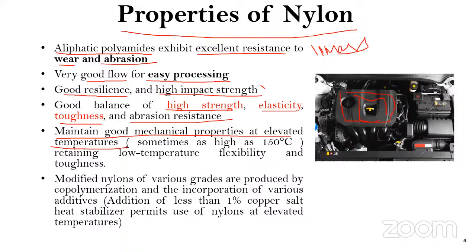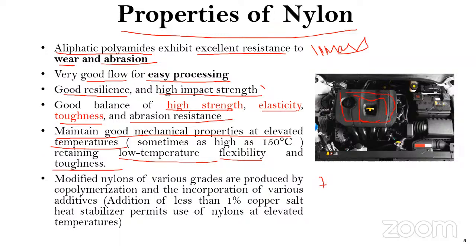This means when the temperature is increasing, you find they are quite stable. The mechanical strength is stable because they have a high Tg. So when we increase the temperature, they still maintain good mechanical properties, and at low temperature, they retain flexibility and toughness. When you decrease the temperature also, they are quite flexible and tough.